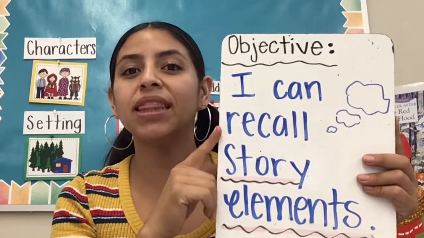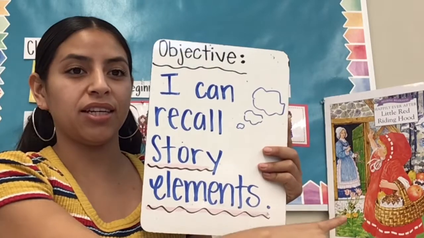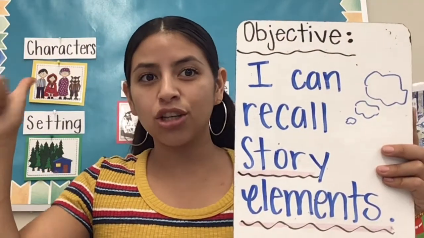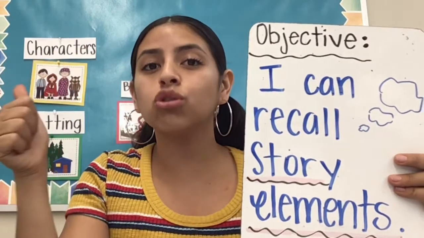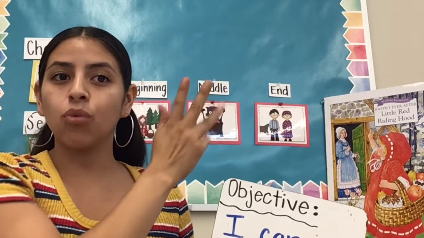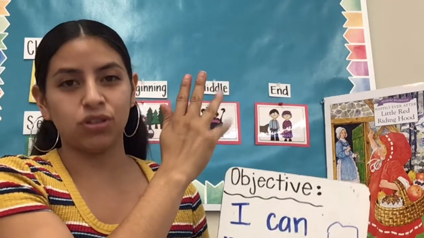And we are going to be thinking back to our story, Little Red Riding Hood. And we're really going to be focusing on our characters. So our characters are who the story is about, our setting. Our setting is where the story took place, and beginning, what happened in the beginning of the story, middle, what happened in the middle of the story, and end, what happened at the end of the story.